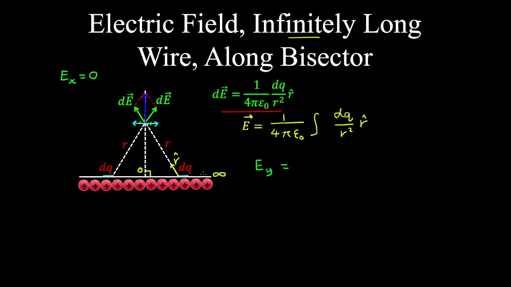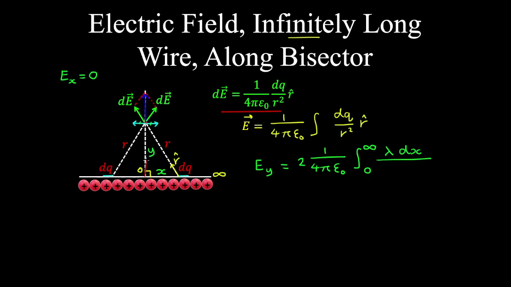we're integrating over 1/2 of the wire, so we have 2 multiplied by 1 on 4 pi by the permittivity of free space, and we integrate from 0 to infinity. And remember that the linear charge density can be used to rewrite the differential charge in terms of the length of the wire, so that will be the linear charge density dx, and that's divided by r squared, which is x squared plus y squared.